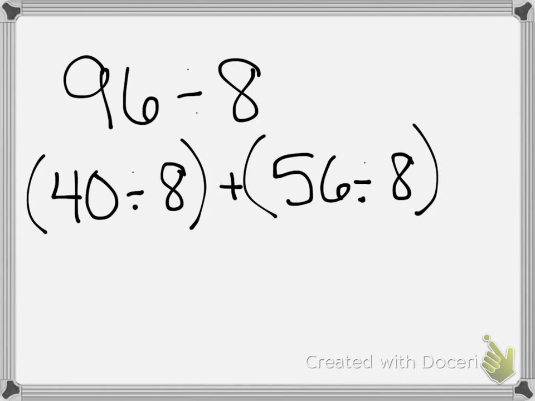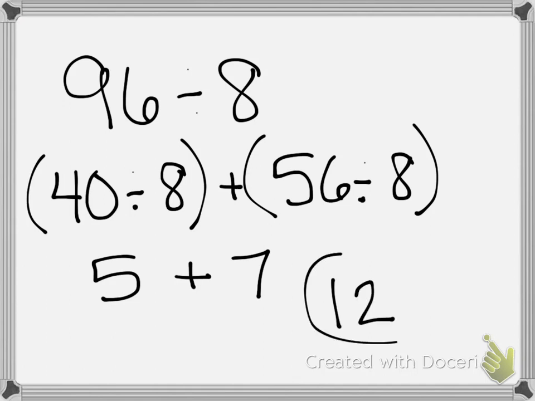40 divided by 8 is 5, and then 56 divided by 8 is 7. You add those together to get a final quotient of 12. Now 96 divided by 8, a lot of kids are starting to know their basic facts with 12, so they might not have had to do all of this work.